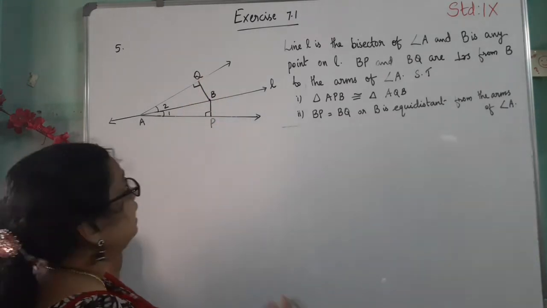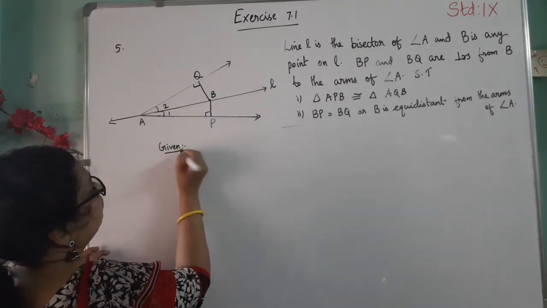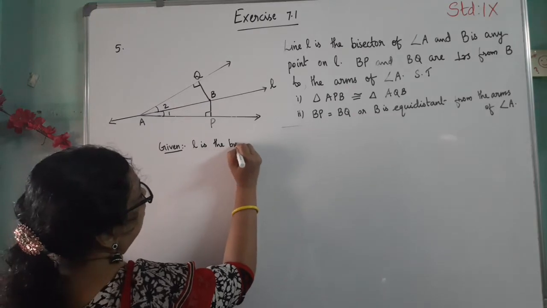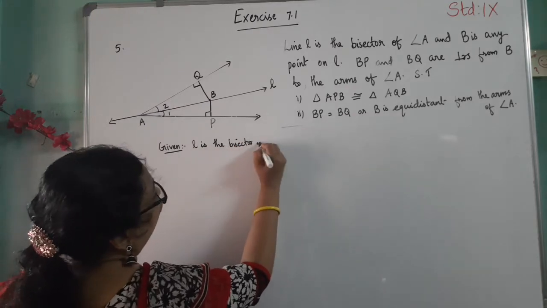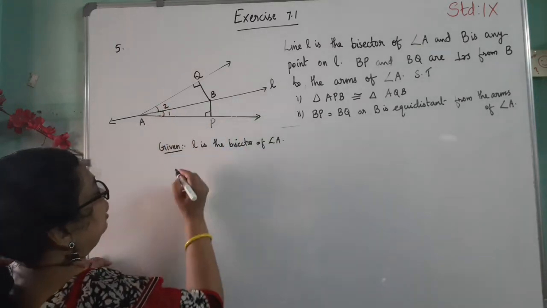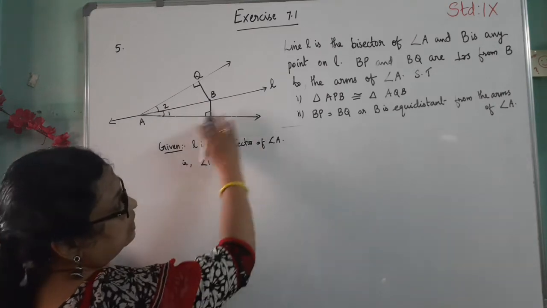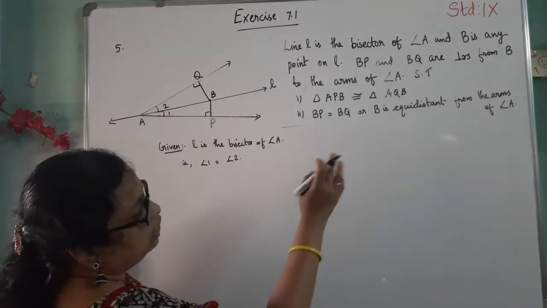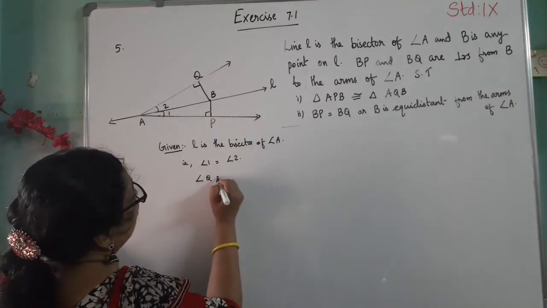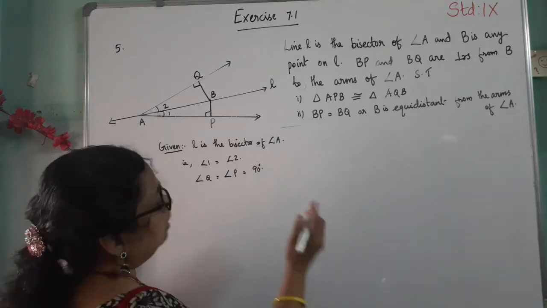Then first we can write whatever it is given. Given: L is the bisector of angle A. Here it is marked 1 and 2. Therefore angle 1 equal to angle 2, it is the bisector. Then BP and BQ are perpendiculars from B, that is angle Q equal to angle P equal to 90 degrees. That is also given.